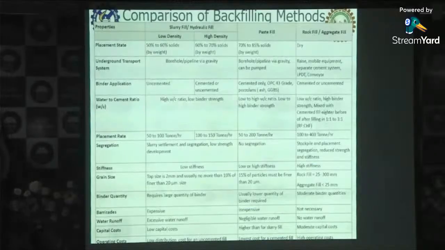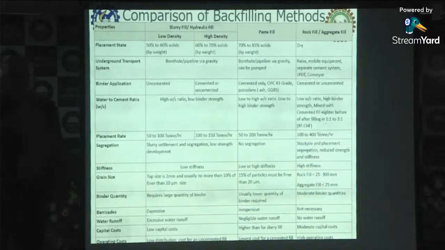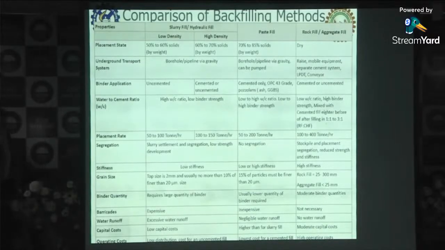The highest capital cost is for paste fill. Initial capital is about 100 crores. SK mines used about 100 crores, but for hydrofill plants the capital cost is relatively less, and for rockfill it is moderate. Operating cost is lowest for cemented fills like paste fill, very high for hydrofills, and also high for rockfills.